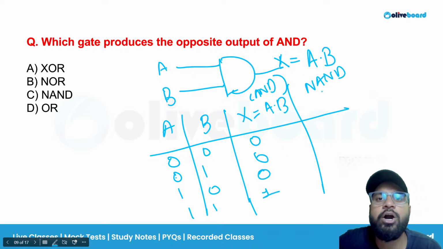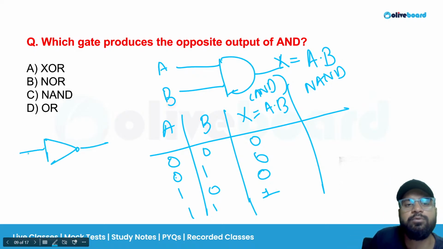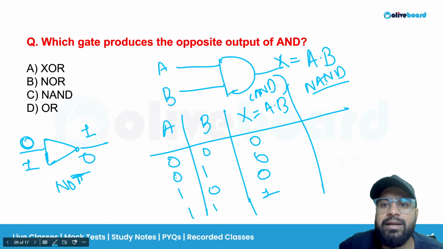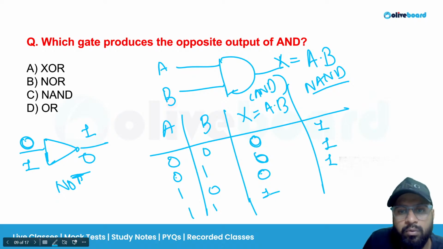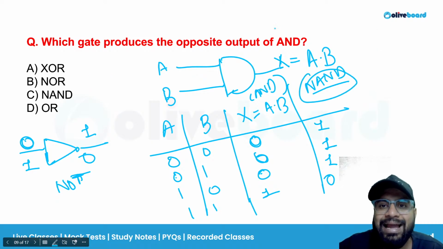Now if I am using a NOT gate, what is the use of NOT gate? I already told you, the NOT gate always takes a single input. This is your NOT gate here. If I give an input of 0, it will make it a 1. If I give an input of 1, it will make it a 0. Same way, with the NAND gate, if I use a NOT gate, you can see 0 becomes 1, 0 becomes 1, 0, 1, 1, 0. So this is the NAND gate output. If you know the AND gate truth table, you can easily create the NAND gate truth table. So C is the correct answer here. I hope that clears here.